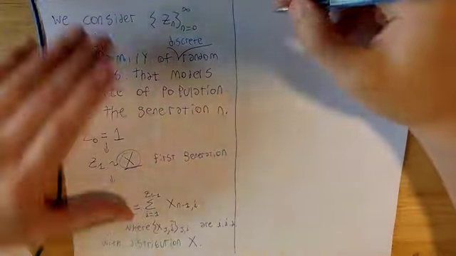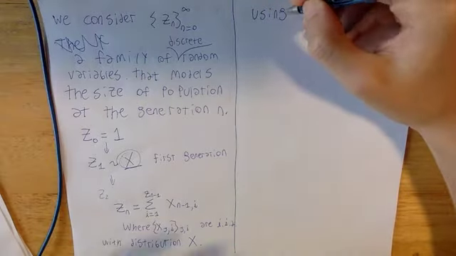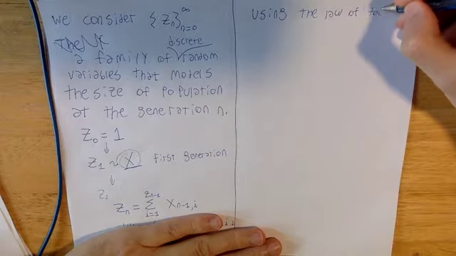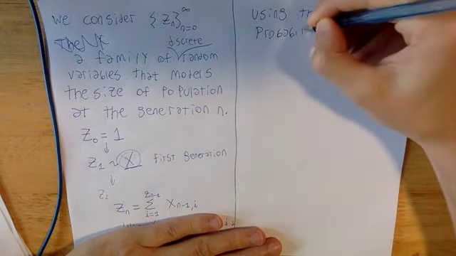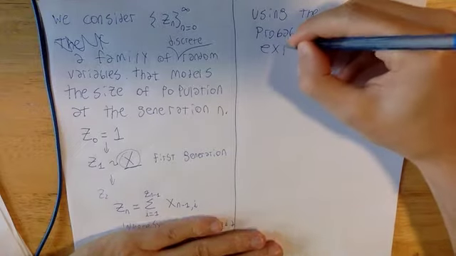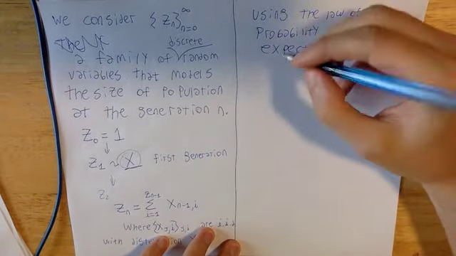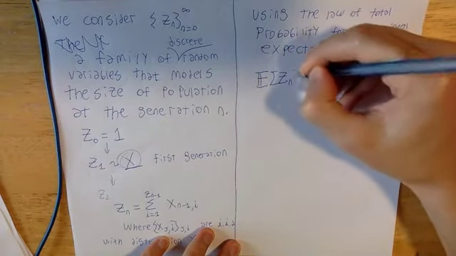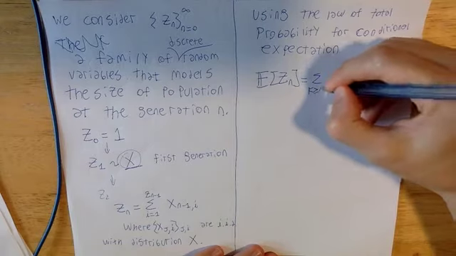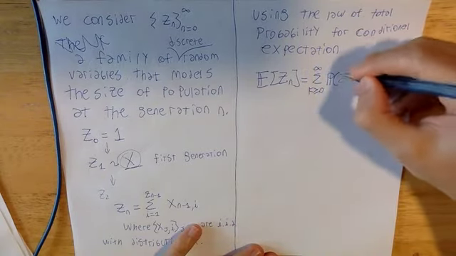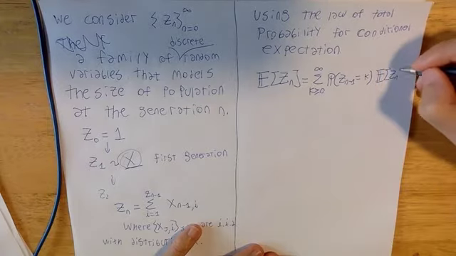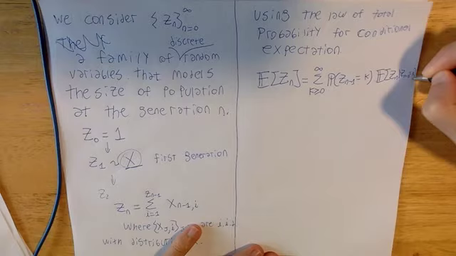Okay, so in particular, using the law of total probability for conditional expectation, we have that the expectation of zeta n is going to be equal to the sum over k bigger or equal than 0 up to infinity of the probability that zeta n minus 1 is equal to k times the expectation of zeta n given zeta n minus 1 is equal to k. Okay, so this is conditioning on the event.